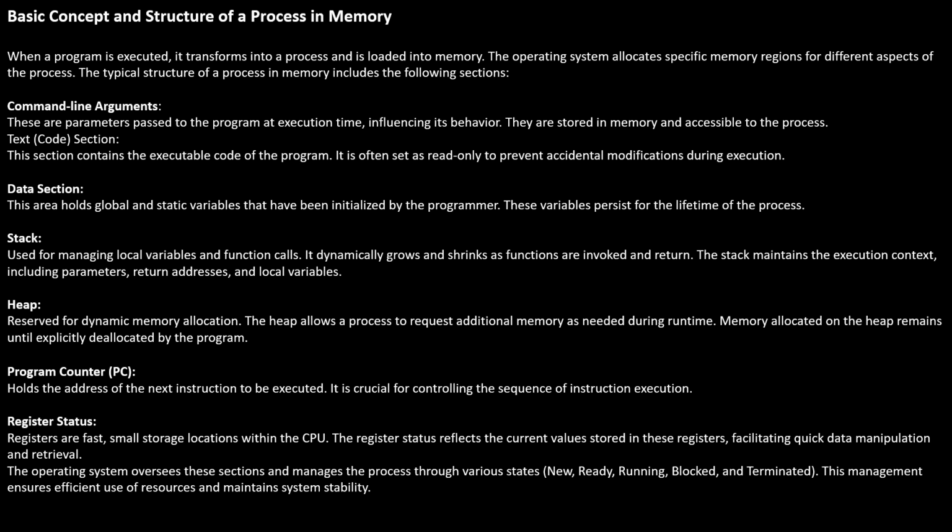Program counter holds the address of the next instruction to be executed. It is crucial for controlling the sequence of instructions executed. Register status. Registers are fast, small storage locations within the CPU. The register status reflects the current values stored in the registers, facilitating quick data manipulation and retrieval.